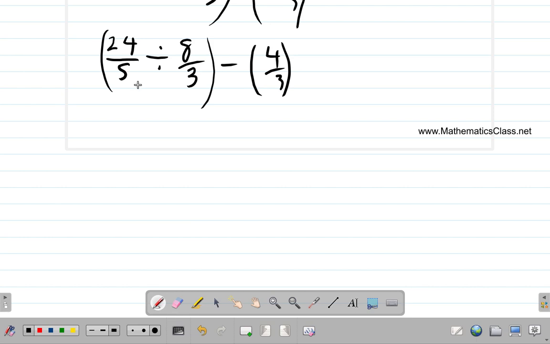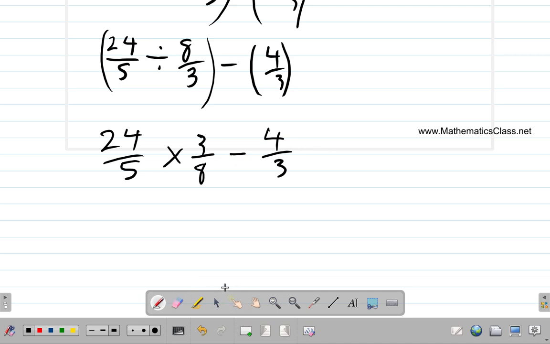24/5, and that is divided by 8/3. Remember what you do when you have a fraction divided by another fraction. You have 24/5 multiplied by the reciprocal of the second fraction, which is 3/8. Now that is going to subtract 4/3. Alright?